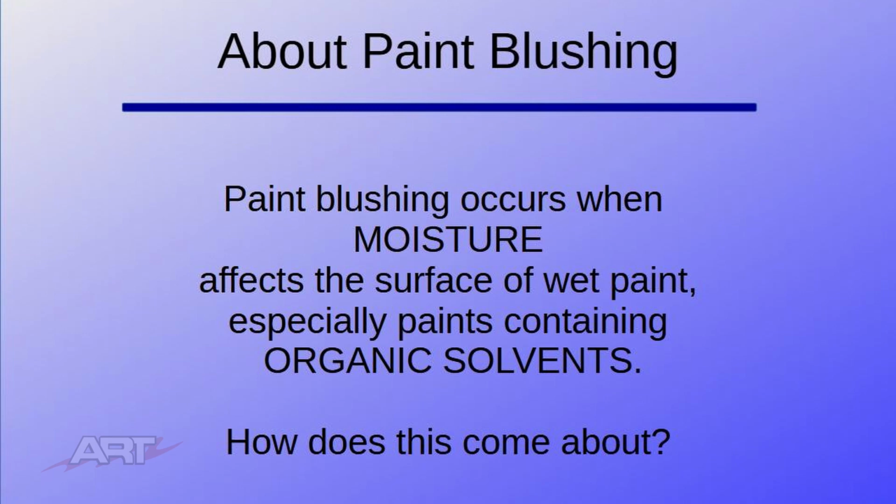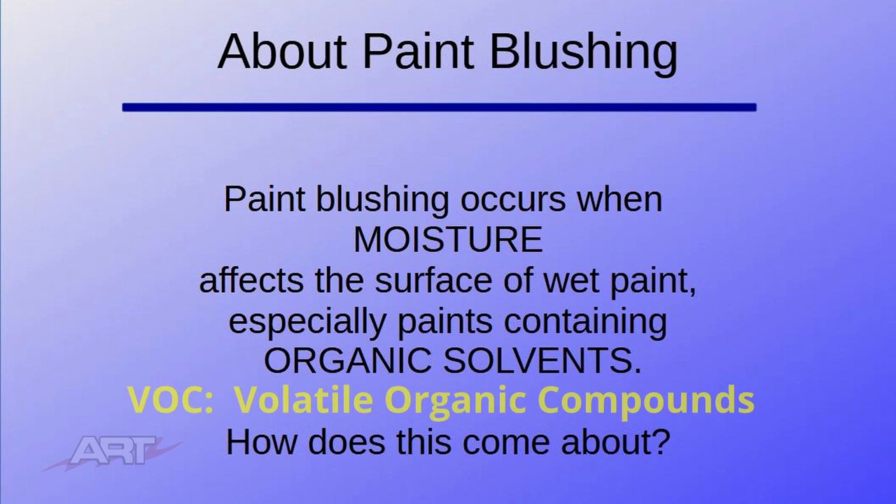These evaporate as the paint dries. Therefore, they are called VOCs, or volatile organic compounds. Volatile meaning that they evaporate, the solvents escape into the atmosphere. So paints emit these VOCs as they dry.